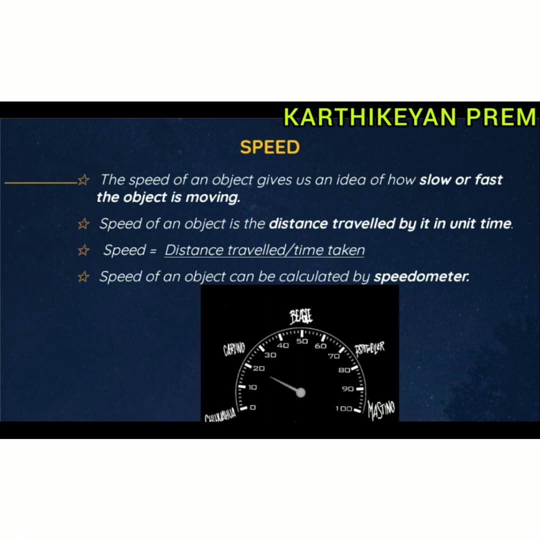Speed. The speed of an object gives us an idea of how slow or fast the object is moving. The speed of an object is the distance travelled by it in unit time. Speed equals distance travelled divided by time taken. Speed of an object can be measured by a speedometer.